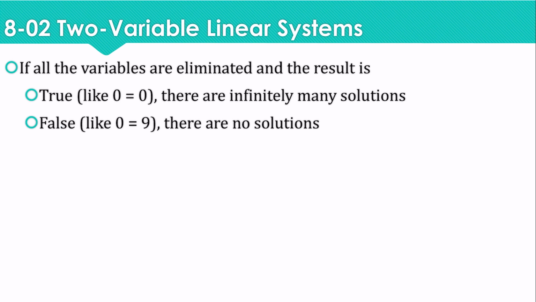When you're solving and all the variables are eliminated, and you get a true statement like 0 equals 0, then you know you have infinitely many solutions and they graph the same line. But if all the variables are eliminated and you get a false statement like 0 equals 9, it tells you the lines are parallel and there are no solutions.